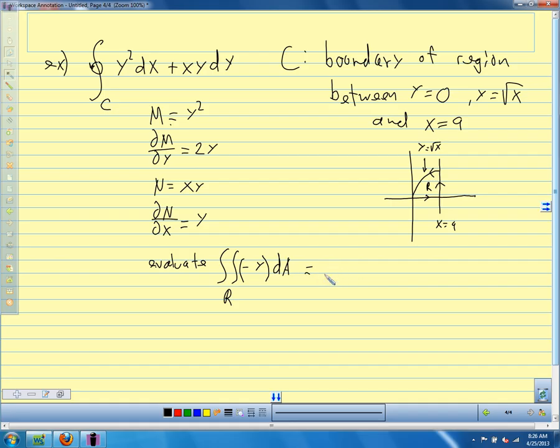So for our region, I'm going to integrate, and I'm going to use the order dy dx. So x is going to vary from 0 to 9. y is going to vary from 0 to the square root of x. And we have minus y dy dx. Nice, easy integral to evaluate. When we evaluate this, this comes out to be minus 81 fourths. This is much easier in my opinion to evaluate than the three line integrals that we would need to evaluate the line integral.